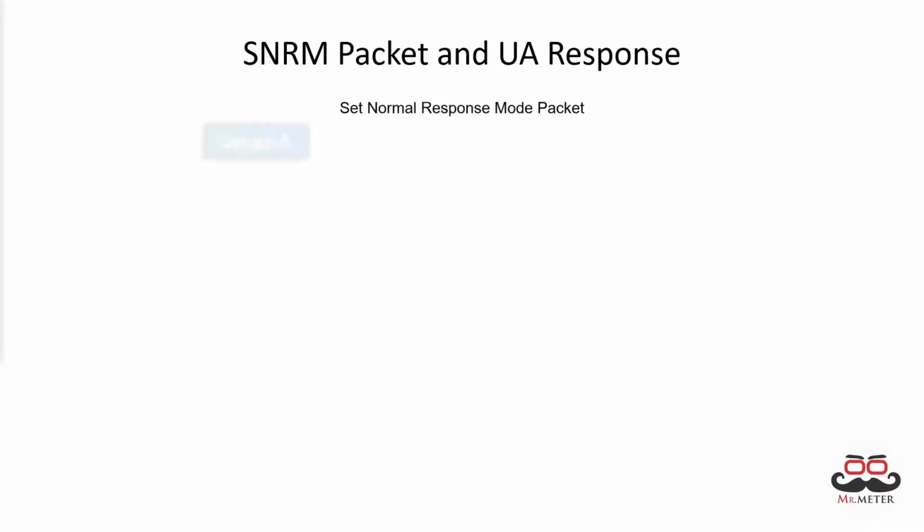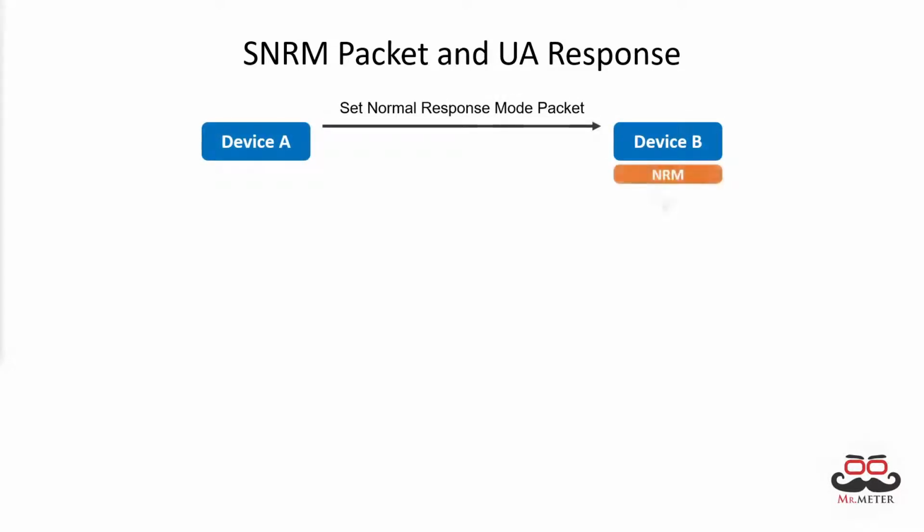SNRM stands for Set Normal Response Mode and is used to place the addressed secondary station in the Normal Response Mode or NRM, where all control fields shall be 1 octet in length. The secondary station shall confirm the acceptance of the SNRM command by transmission of a UA response at the first respond opportunity, which stands for unnumbered acknowledge.